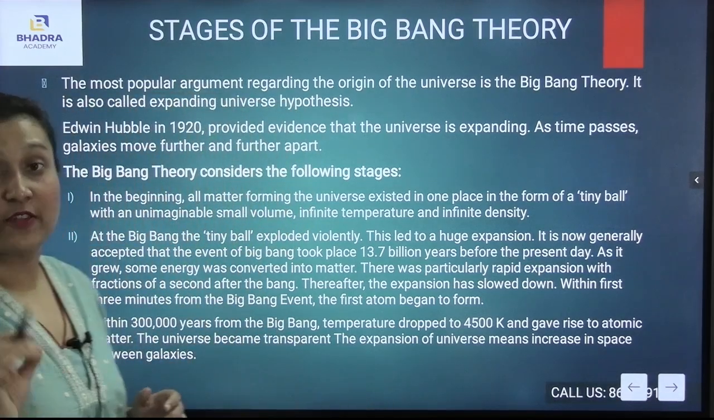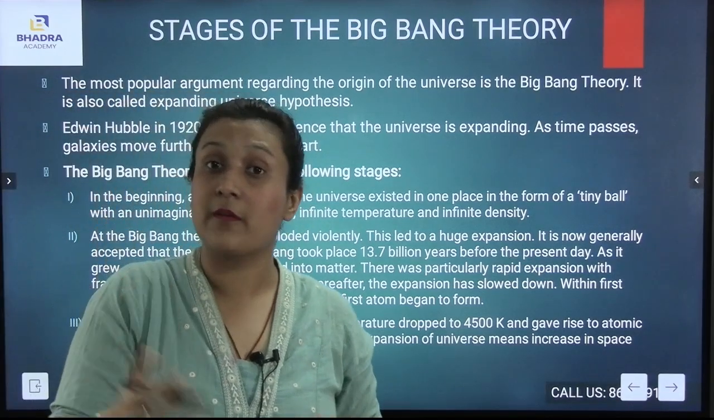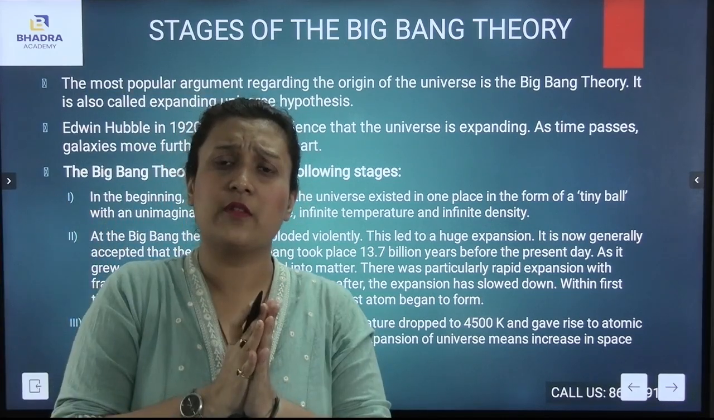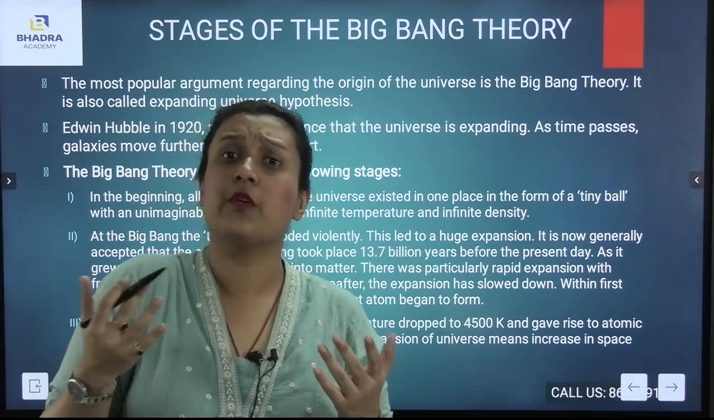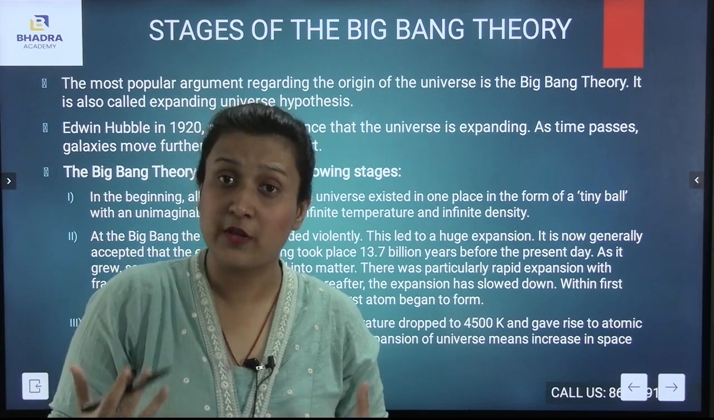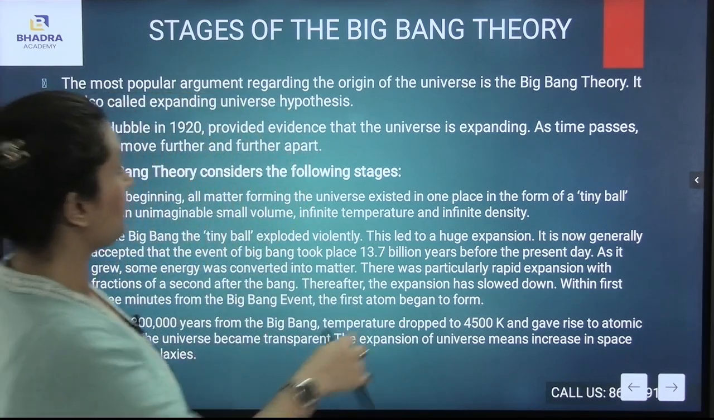Now, the stages of the Big Bang theory. Now we will be coming to the stages of the Big Bang theory. We have understood the nebular hypothesis. Now we will be understanding how the Big Bang theory has been discussed from the nebular hypothesis.